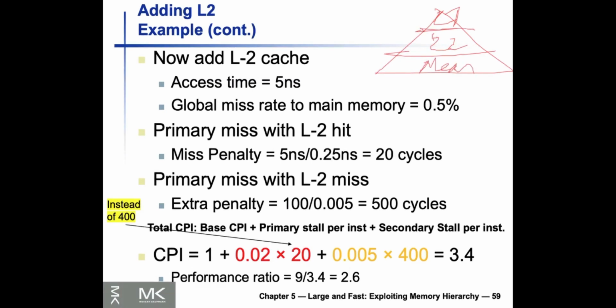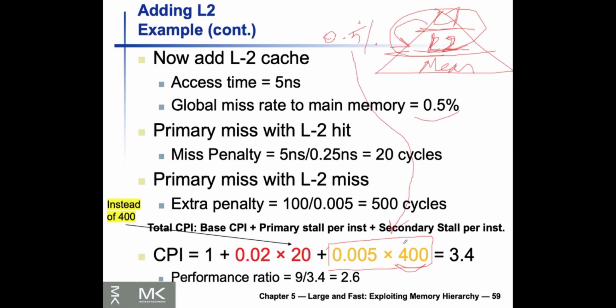So in the case that you didn't have L2, whenever you missed, you had to go to memory. So on each of those misses, you had to pay a 400 cycle price. Now, if you have multiple levels of cache, when L1 misses, on those 2% of cases, you're going to go to L2. And overall, 0.5% of the time, L2 misses as well, so you have to go to memory. So that 400 cycle miss penalty for the memory should be accounted only for this time.